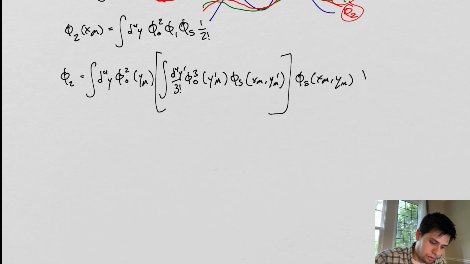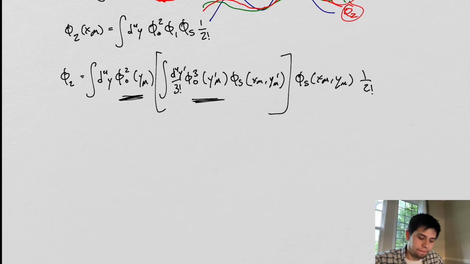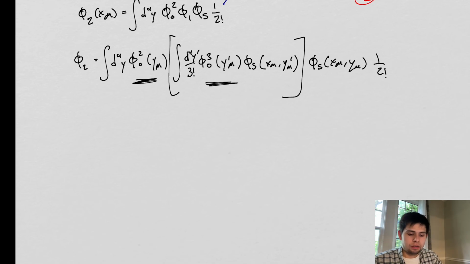Like this, and we have that 1/2 factorial out front. So we have this just in terms of phi 0, which is very interesting, because what this is telling us is that we can rewrite our second order perturbation in terms of just our phi zeros. We don't even need to refer to phi 1s.